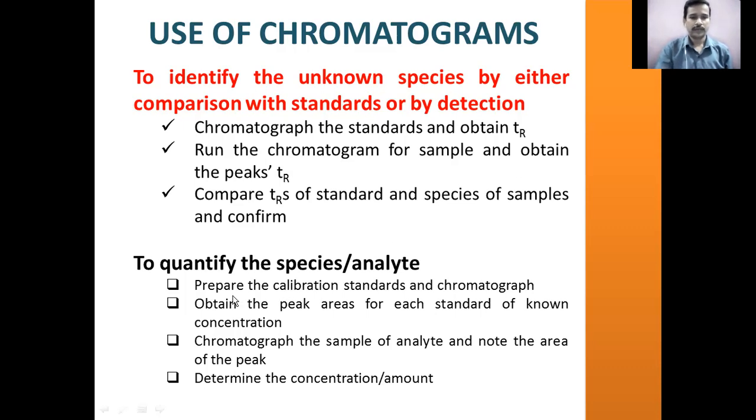And how to quantify this? How to quantify the species or analyte present in the sample? Chromatograms are useful in two aspects. One is to identify the species, and the other one is to quantify the species. Quantification means what is the amount of the analyte present in the sample.